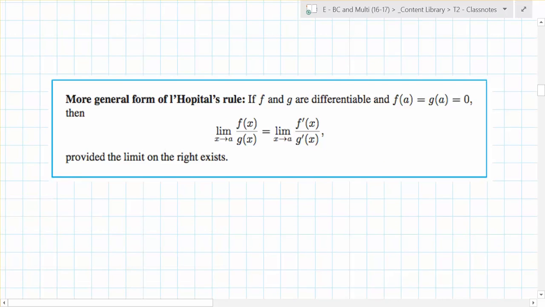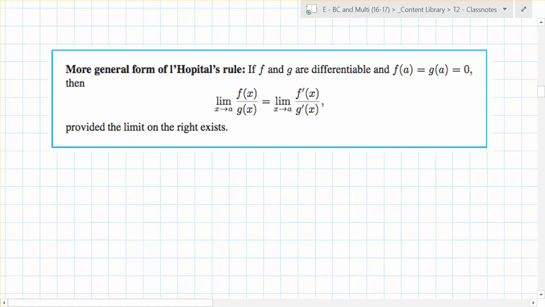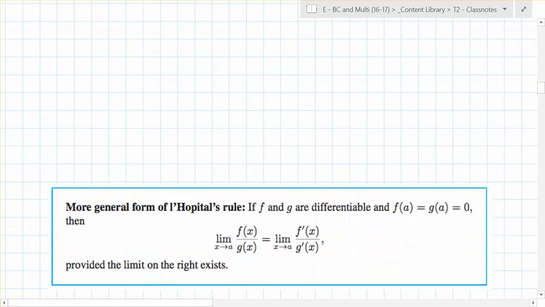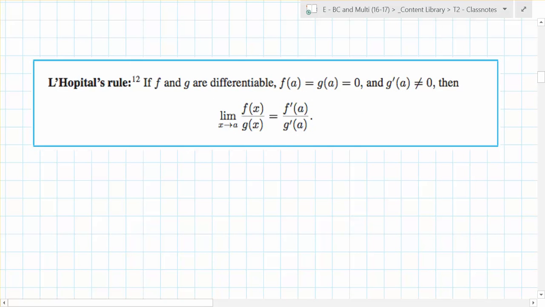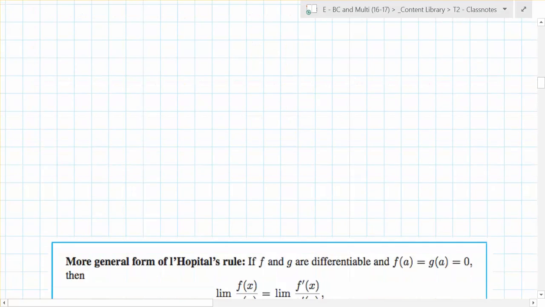So what we're talking about is the more general form, which is if you can't plug in, you keep on going. This is the rule that allows you to keep on going, which says the limit of the quotient of the functions is equal to the limit of the quotient of the derivatives of the functions, provided that it exists. So this is what allows you to keep on doing it. This step is what allows you to finish it. If it is evaluatable, you're done.